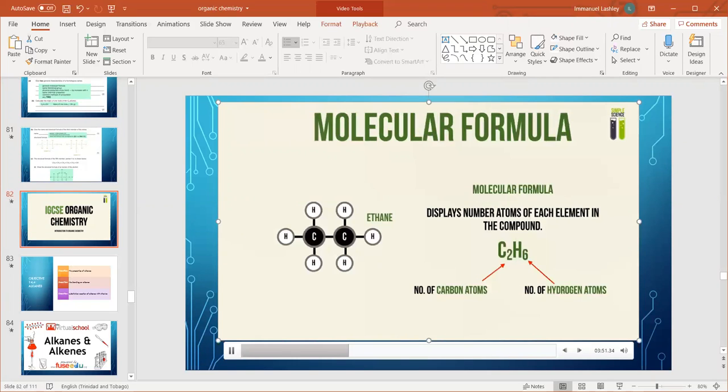So the first is the molecular formula. You probably have seen this before. A molecular formula is basically a formula that will display the exact number of atoms of each element in the compound. For example, we will use the example on the left, which is ethane, a compound which contains 2 carbon atoms and 6 hydrogen atoms bonded in this covalent compound. Therefore, the molecular formula is simply C2H6, where 2 is the number of carbon atoms and 6 is the number of hydrogen atoms.